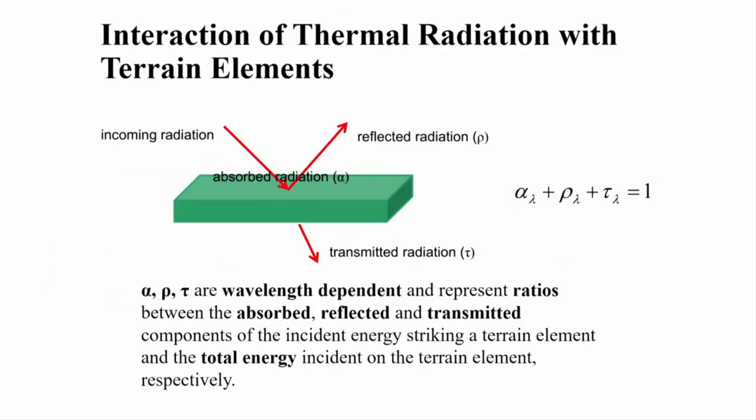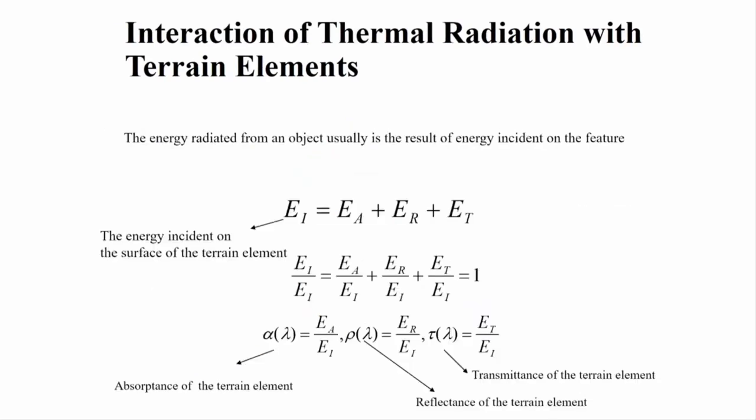So in the next slide, we are going to talk about Kirchhoff's radiation law. First, we are going to understand the interaction of thermal radiation with the terrain elements. When the thermal radiation hits the Earth's surface, generally it is expected that there will be three phenomena. Some portion of the incident electromagnetic radiation will be reflected, some portion will be absorbed, and some portion will be transmitted through it. So the reflectance plus transmittance plus absorbance will be equal to 1. How it equals 1, we are going to see.